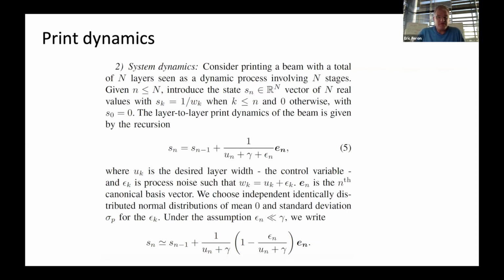Now, all these states are not exactly measured because, well, we do not necessarily have precise measurement of this width. These widths are just those that are commanded to the printer. But as we know, the process is very noisy. As a consequence, we then need to obtain the best possible estimate of what the beam's state is.